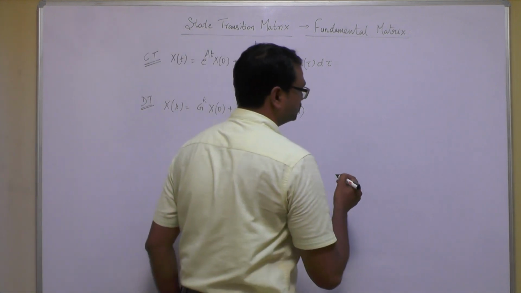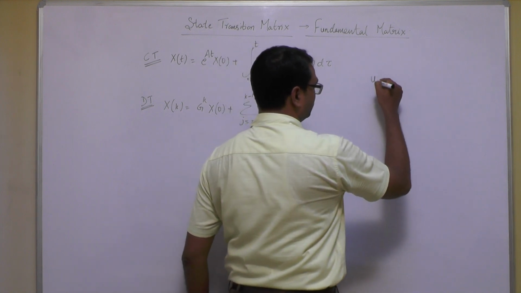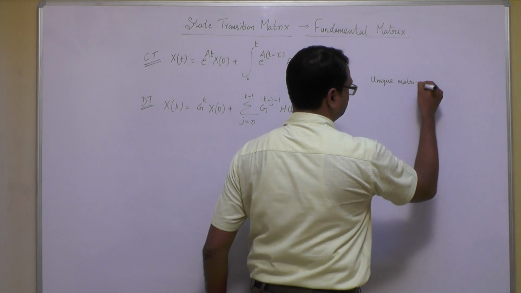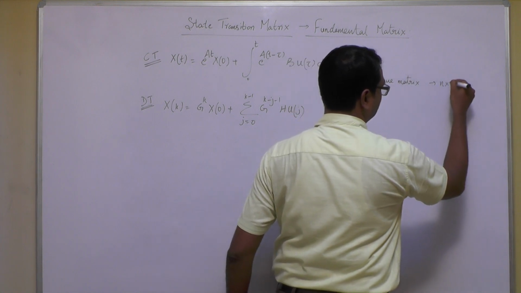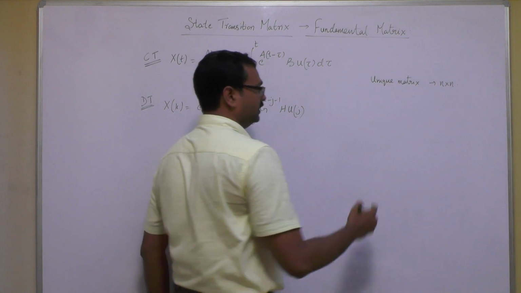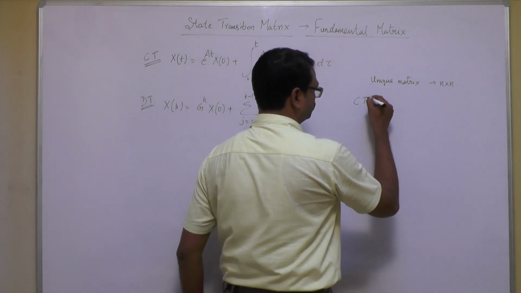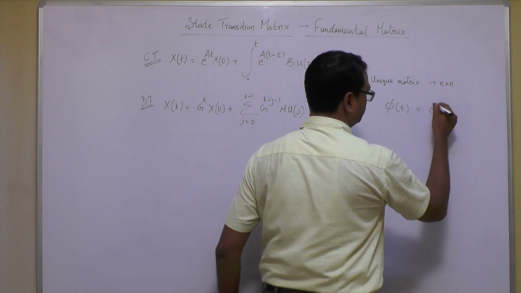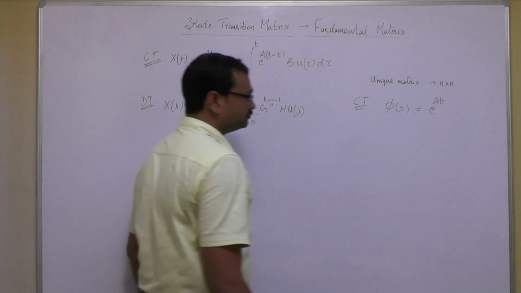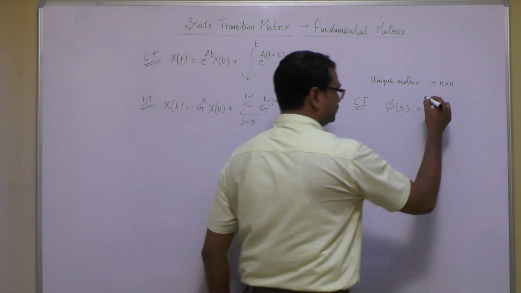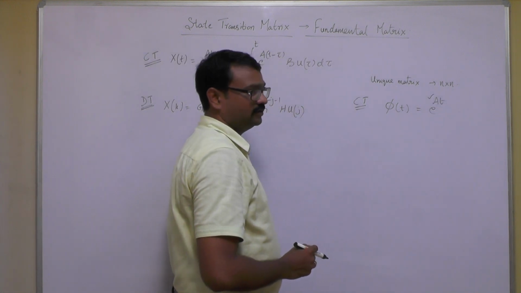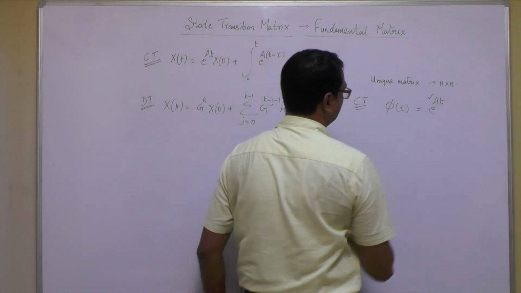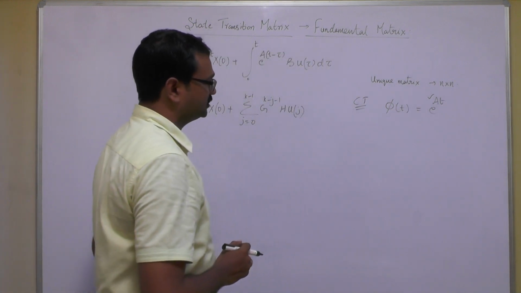The state transition matrix is a unique matrix of the order n by n, which is a square matrix, and in the continuous time domain you can call it phi of t, which is equal to e power at. Since A is a system matrix of the order n by n, e power at is also a matrix, and you can have that as the state transition matrix.